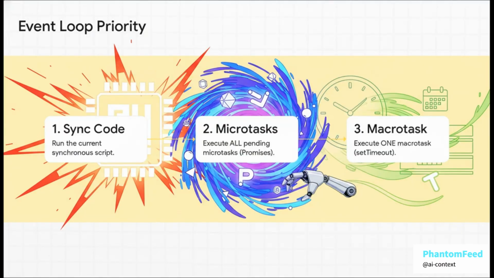Now, here's where it gets really interesting, because there's a hidden hierarchy here. It's not just a simple first-in, first-out line. After your main code runs, Node will process all of the pending microtasks. Think promises and async await, before it even looks at a single macro task, like a setTimeout. This priority system is exactly why async await feels so instant and responsive.